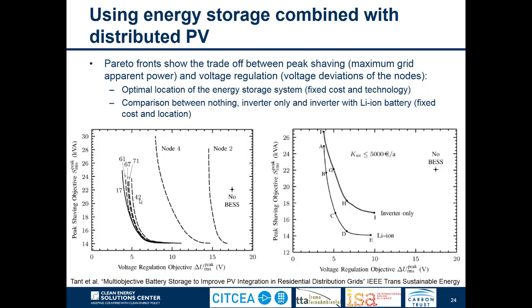In the figure on the right side, we see another case. In this case, we are comparing doing nothing, which is the same point as before, and using an inverter or using a battery. We see that using only an inverter with reactive power control capability increases the voltage regulation a lot, and it also helps a bit with the peak shaving. If in addition we install a lithium battery, then we can reduce the peak much more, because then we can use the active power for that purpose.